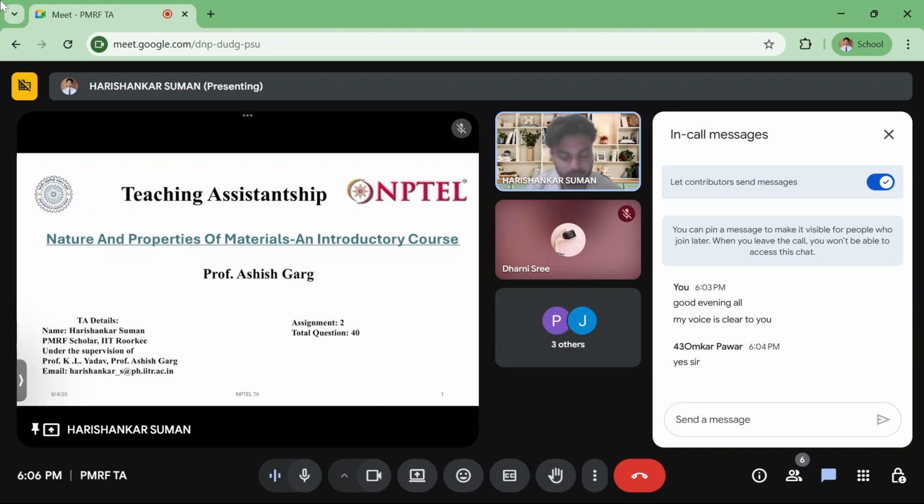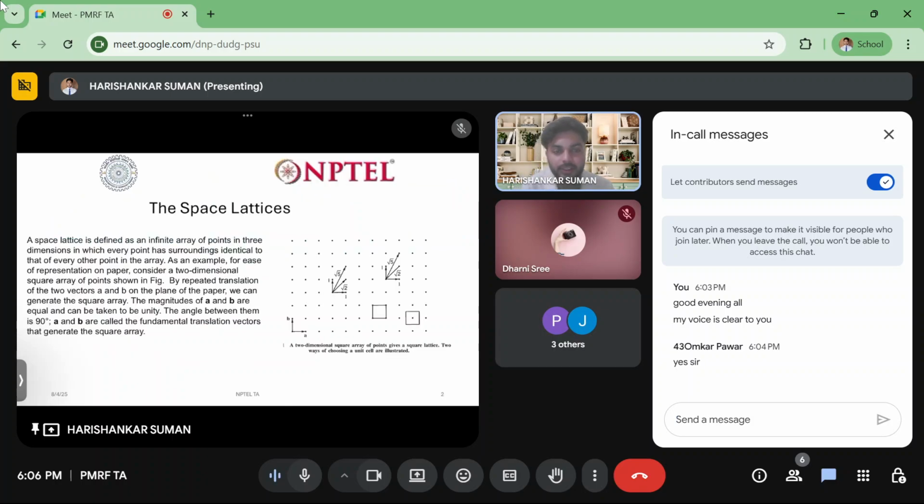Okay, so let's start. This is the second assignment. Here we will discuss 40 questions. So first, let's see what the space lattice is. In the last class, we discussed one question on this. So for a space lattice, the neighborhood should be the same. Let's read the definition.